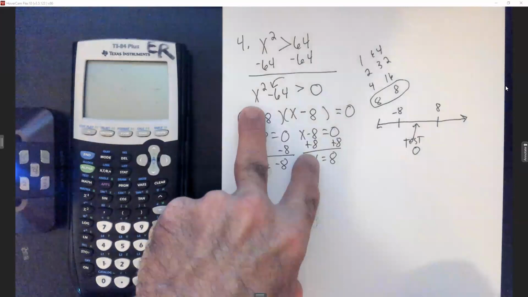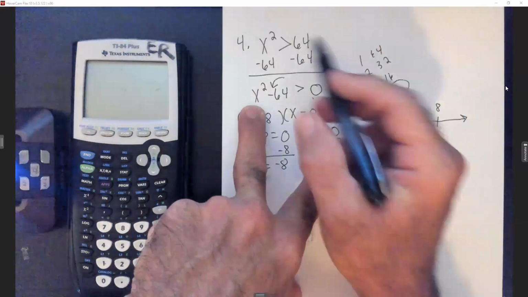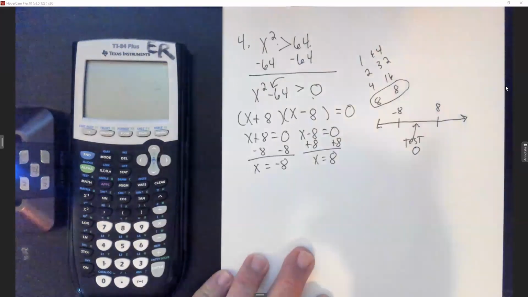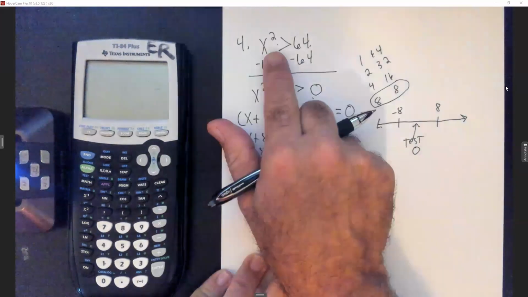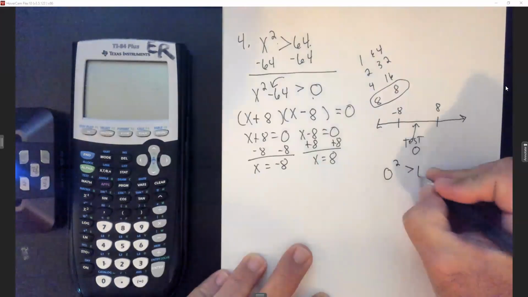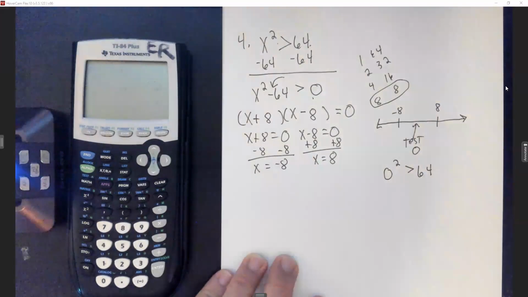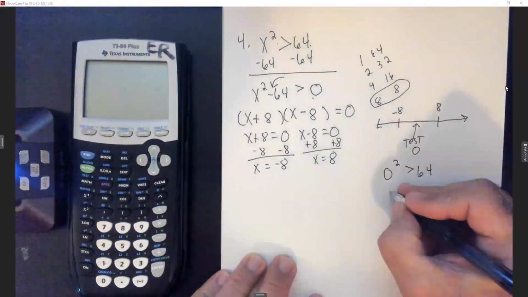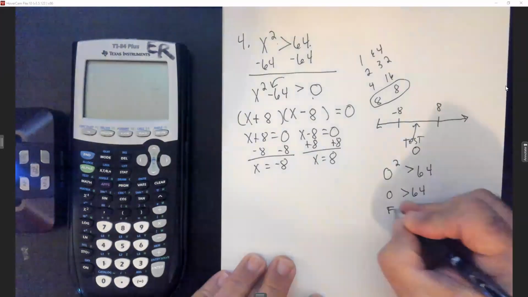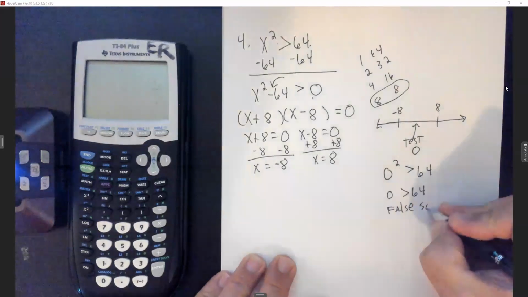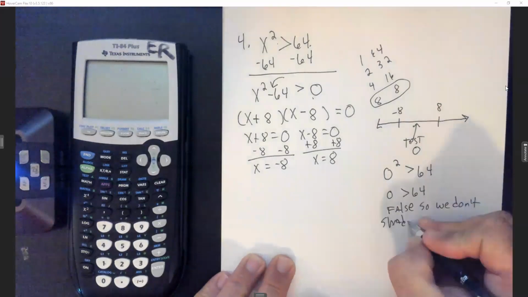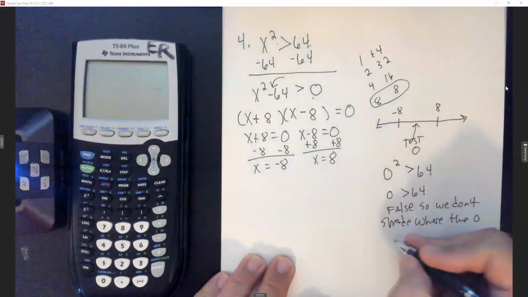All right, so I'm going to use this one right here. I got x squared minus 64 is greater than 0. Or on this one, you could use the first one, x squared greater than 64. Either one of them will work. Actually, the first one looks easier, so I'll use it. So I got 0 squared has to be greater than 64. Well, 0 squared is 0. So 0 greater than 64 is false. So we don't shade where the 0 is located.